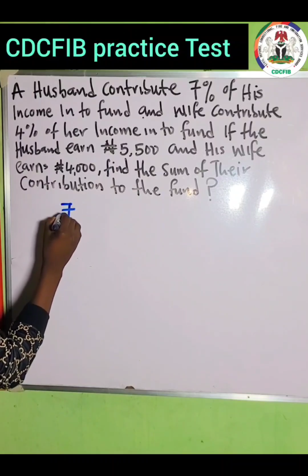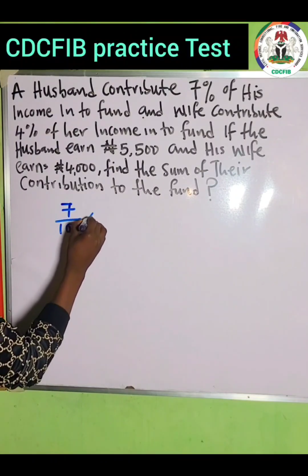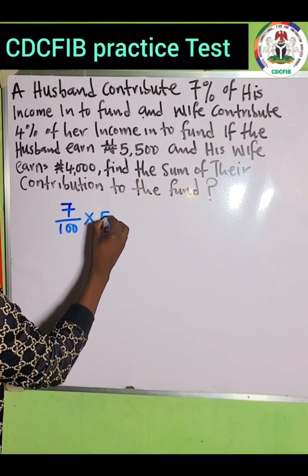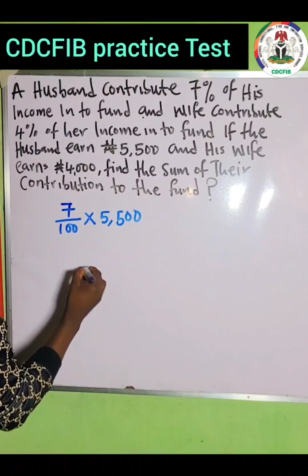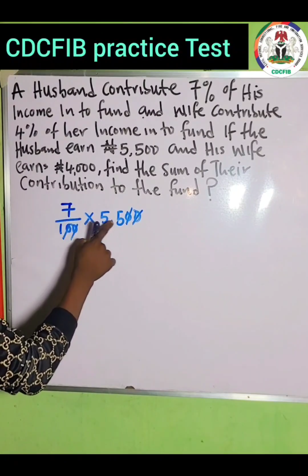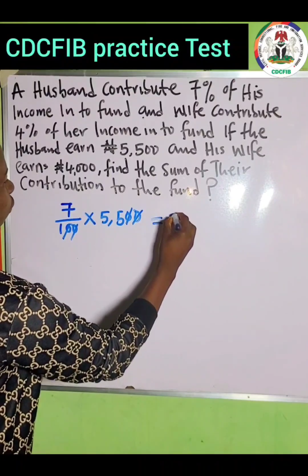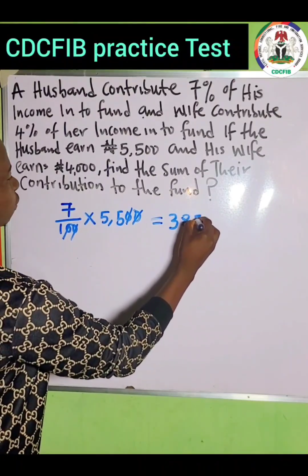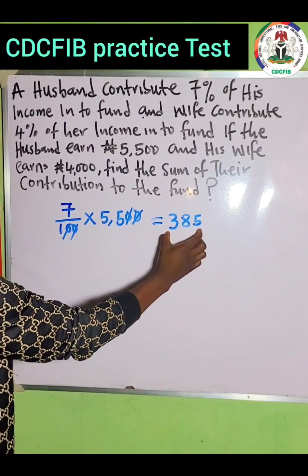And 7% means 7 divided by 100 multiplied by the income, which is 5,500 naira. So this 0 is going to cancel this 0. This 0 is going to cancel this 0. 7 multiplied by 55 is going to give us 385 naira. So this is the husband's contribution.